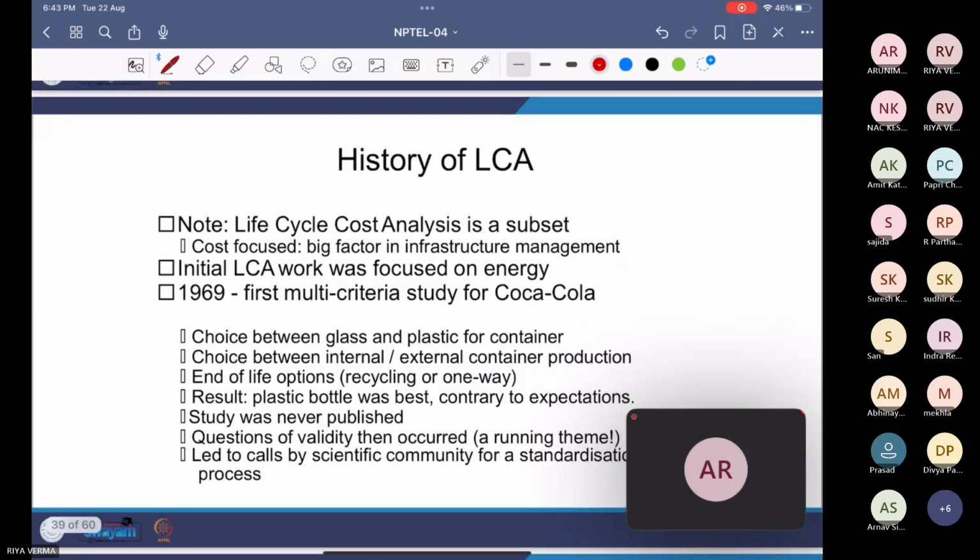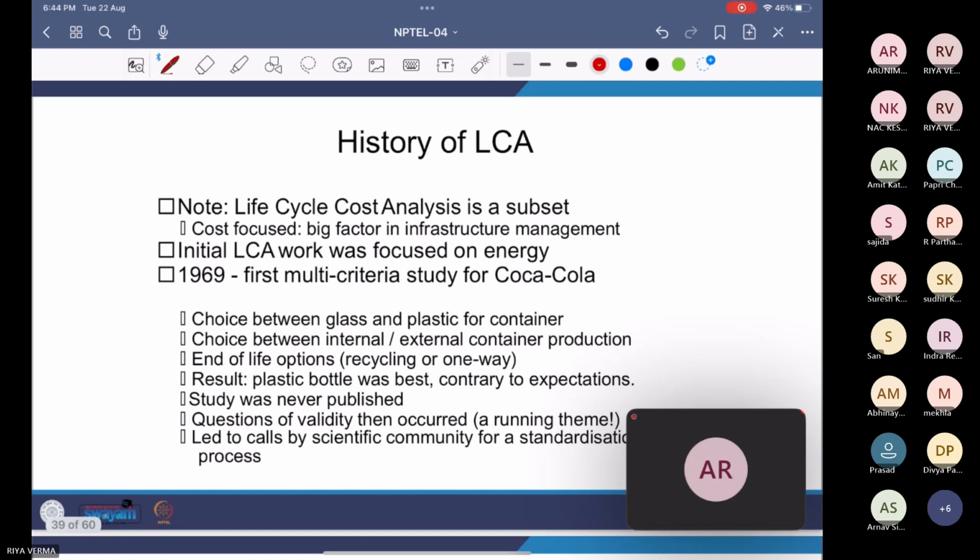So what is the history of LCA? Initially, the LCA work was focused majorly on the energy part, like what are the inputs in terms of energy that we are giving in every process, and what are the outputs that are being generated. And in 1969, the first multi-criteria study was performed by Coca-Cola, where they had to make a choice between glass bottles and plastic containers for packaging of their cold drinks. The choice between internal and external container production was also there.